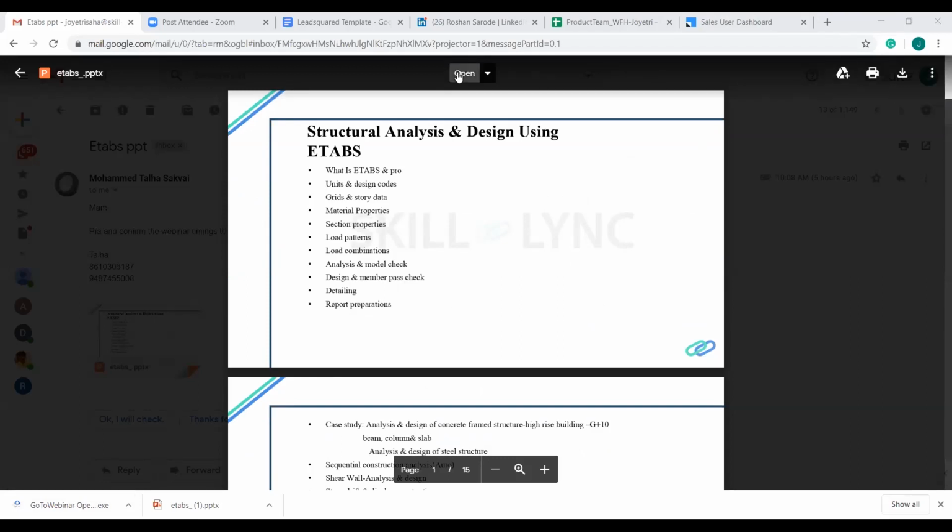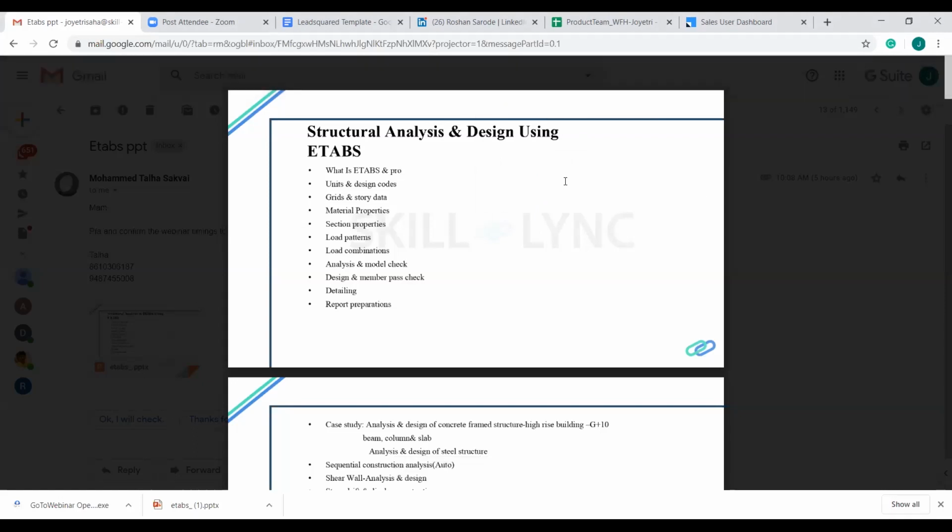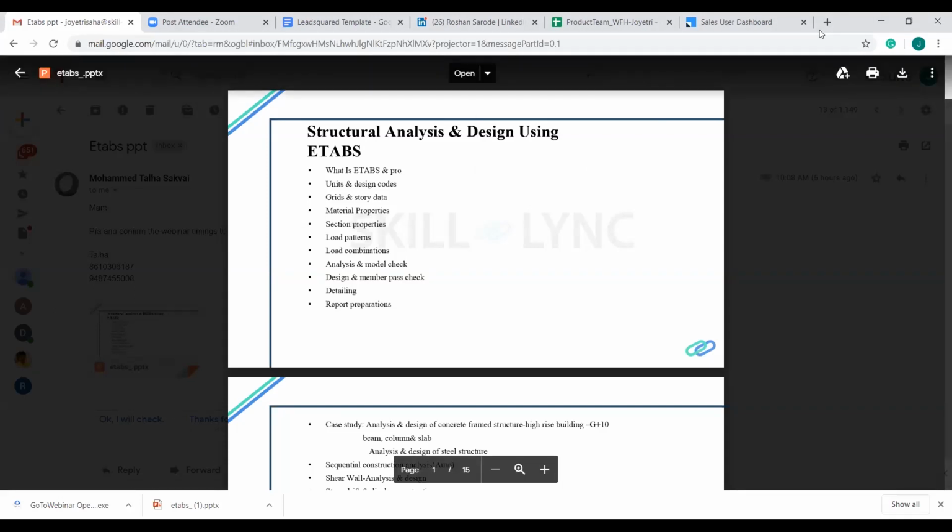In that software, I have mentioned what is ETABS and what are a few of its pros. And I have mentioned some of the basic and the most important steps required for the analysis and the design of a structure, whether it is RCC framed or structural steel. The steps are: units and design codes, grids, story details, material properties, section properties, pattern of loads, combinations of loads, model check and analysis, design, member check pass, detailing, and preparation of reports.